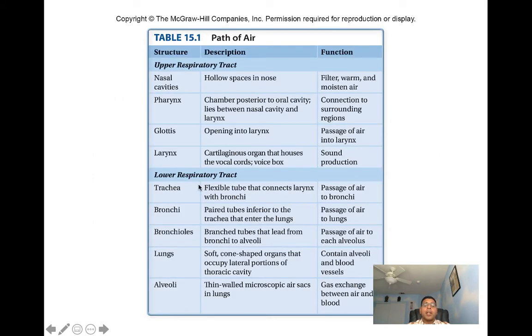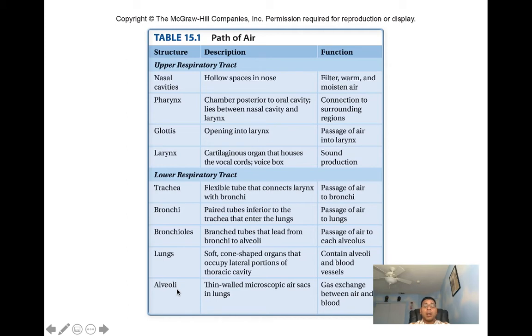So here we can appreciate the path of air, and the pathway that air takes to make its way to the end, the alveoli, is going to get divided up into an upper respiratory tract and a lower respiratory tract. So here you can see the upper respiratory tract is going to be made up of first the nasal cavities. So air is going to make its way into the nasal cavities. From the nasal cavities, it's going to be passed on into the pharynx. From the pharynx, it passes through the glottis, making its way to the larynx, and then down into the trachea, the bronchi, then the bronchioles, then into the lungs, and into the alveoli.